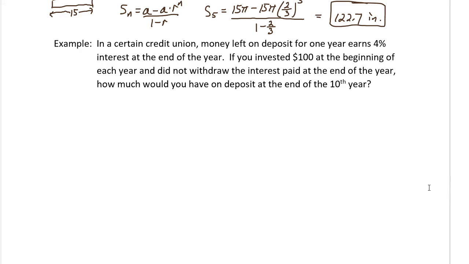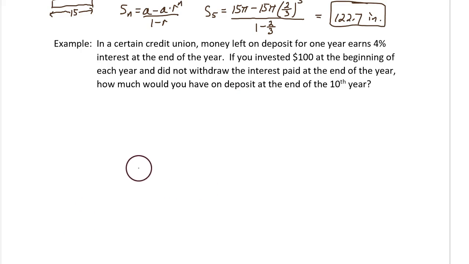And the last example. In a certain credit union, money left on deposit for 1 year earns 4% interest at the end of the year. If you invest $100 at the beginning and did not withdraw the interest paid at the end of the year, how much would you have on deposit at the end of the 10th year?